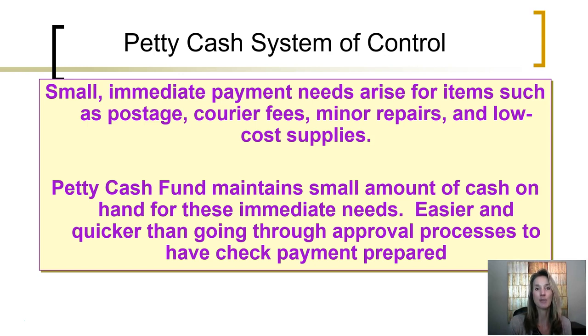just is too cumbersome. So a lot of companies will maintain a small amount of cash, which is a petty cash fund. You can kind of think of it as a lockbox. And that lockbox of cash is maintained for paying for these small business expenses in a more timely manner than going through the full approval processes to have a check payment prepared.